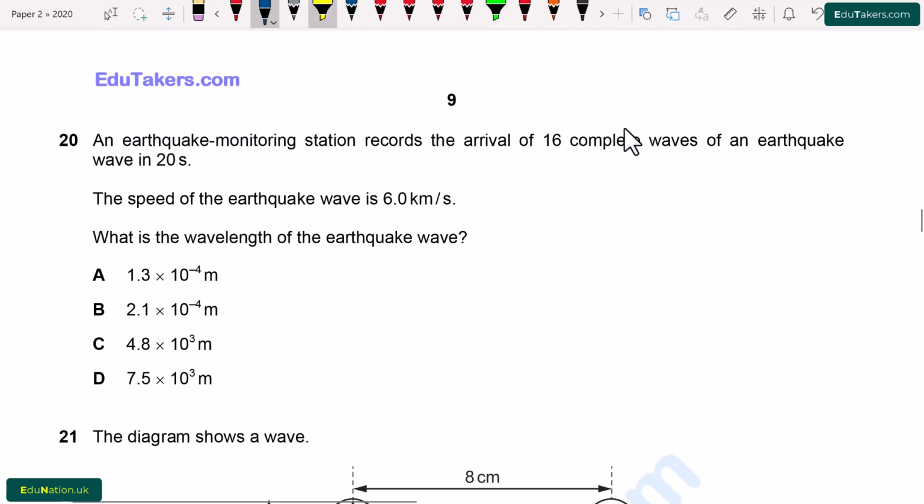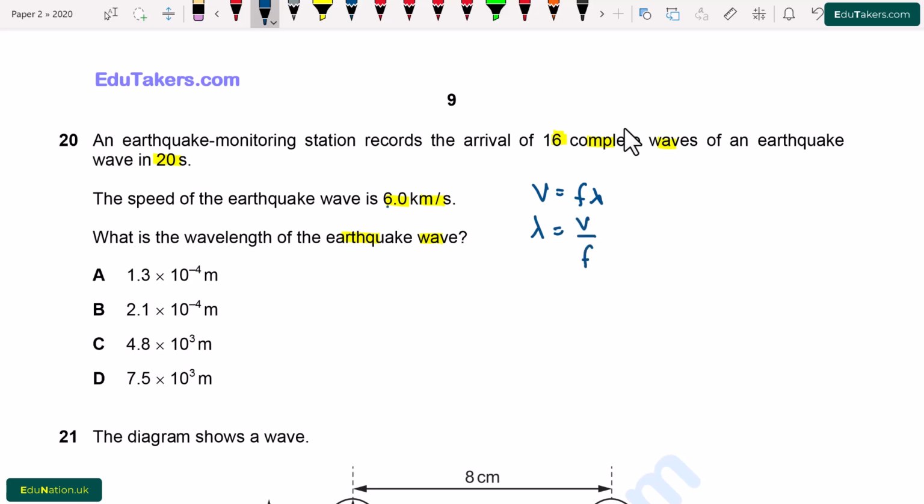Question number 20. An earthquake monitoring station records the arrival of 16 complete waves of earthquake waves in 20 seconds. The speed of the earthquake wave is 6.0 km per second. What is the wavelength of the earthquake wave? So here we have to find out the wavelength. I write here the wave equation v = fλ, and λ = v/f.